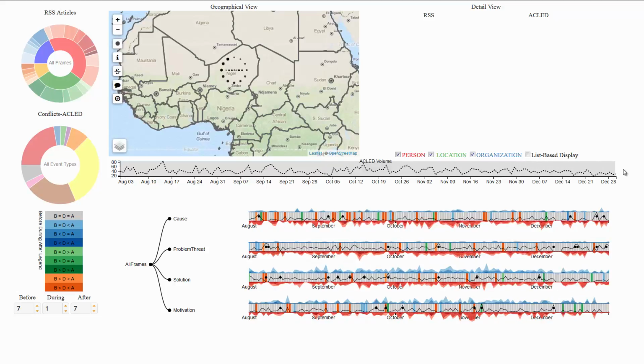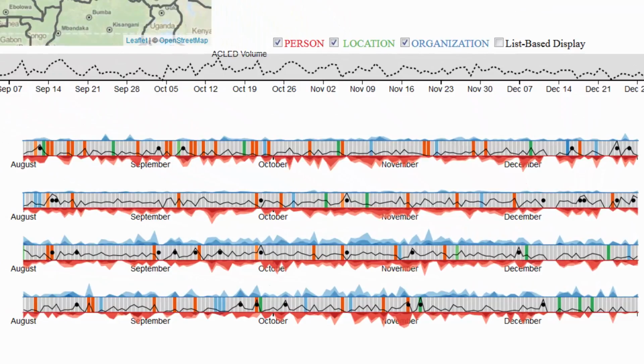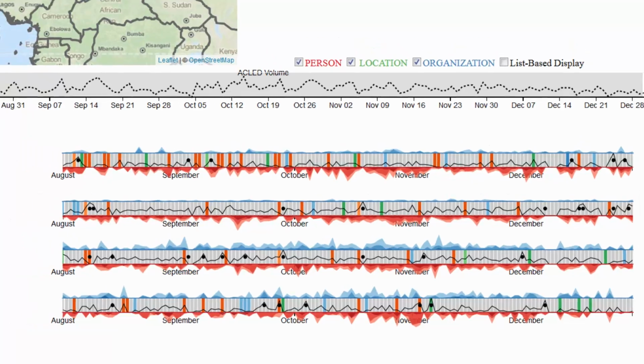We see the timelines for the 4 frame classes: cause, problem threat, solution, and motivation. Each timeline shows the average % of documents containing a specific frame in the climate change RSS dataset. The black dots show the significant interventions from an intervention model, and the colored bars show the significant changes from the before, during, after analysis. They indicate possible intervention dates.